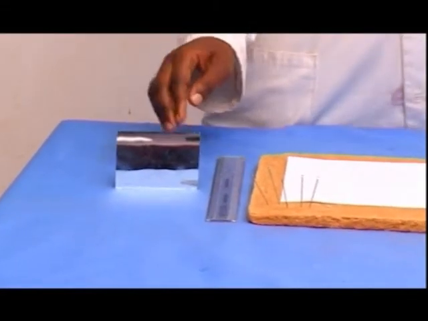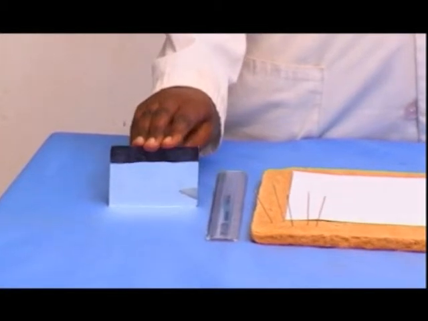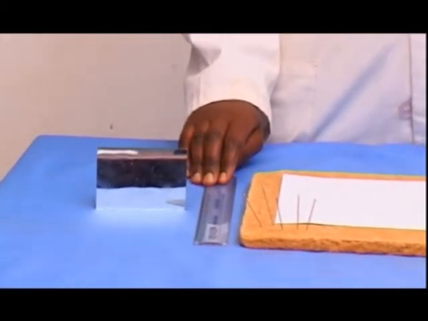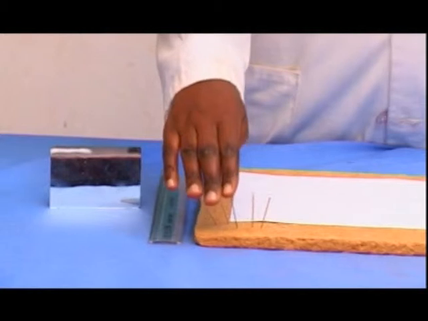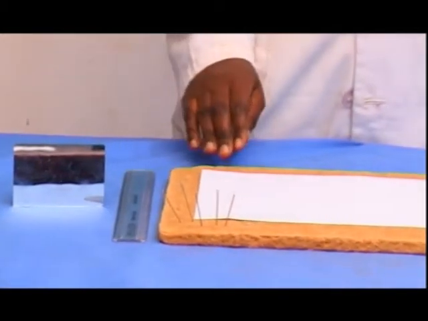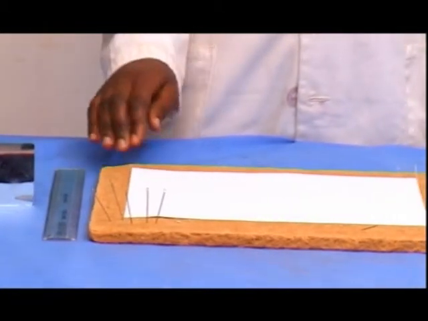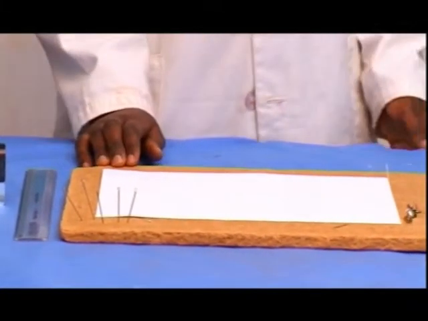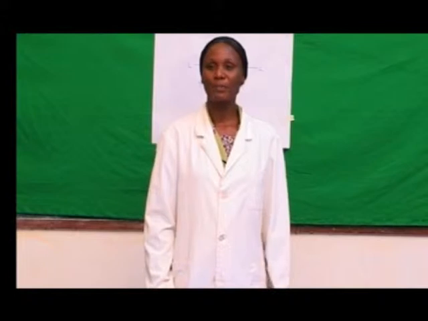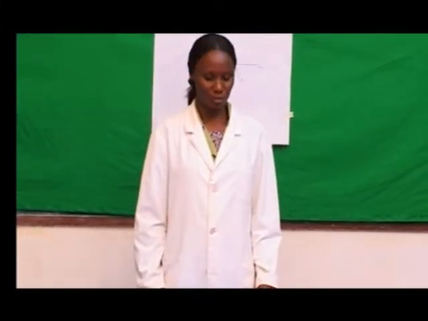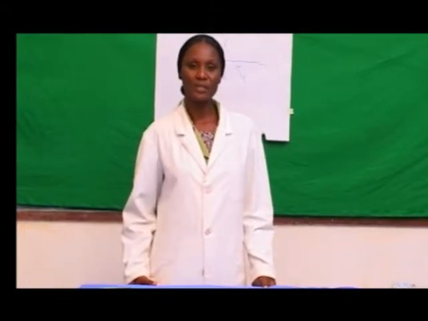Requirements: plane mirror, ruler, optical pins, white paper, and a soft board. Precaution: use a thin mirror in this experiment so as to avoid multiple images.